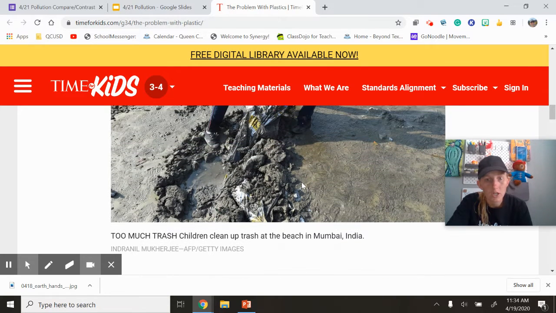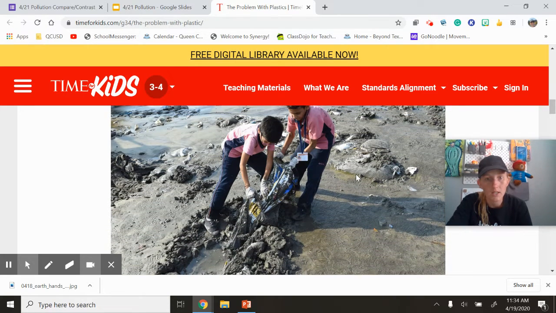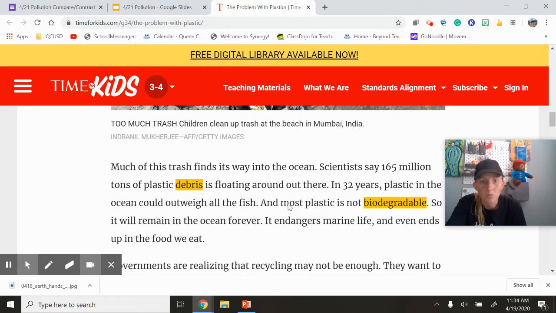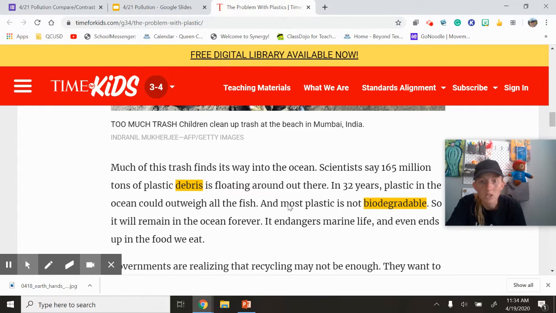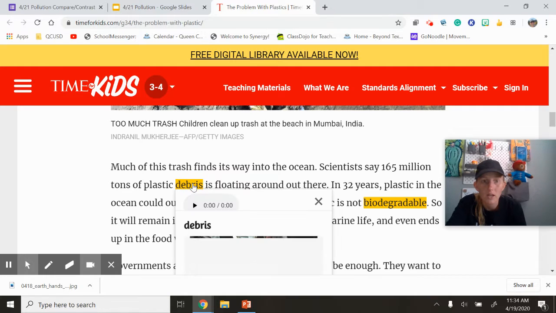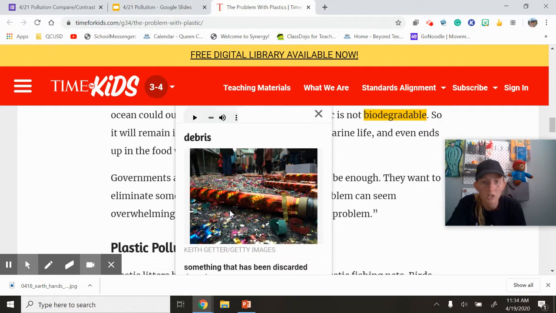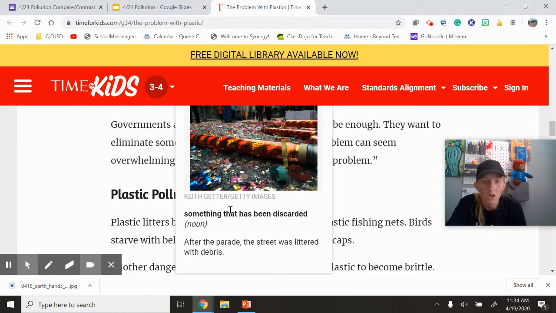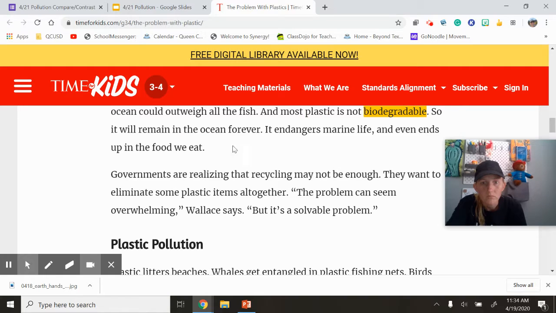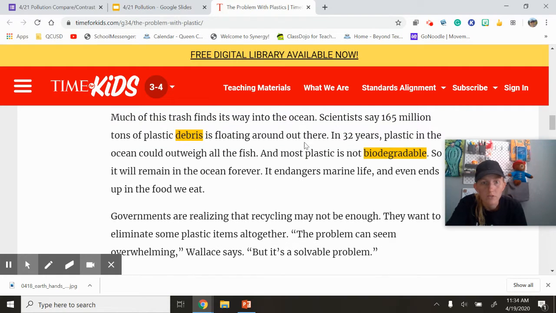Children are cleaning up the trash at the beaches. And this is in India. That was a caption there to tell you about that picture. Much of this trash finds its way to the ocean, and scientists say that 165 million tons of plastic debris. And if you click on this word right here, it will give you the definition and a picture of it. So something that has been discarded or thrown out is debris, floating around there. In 32 years, plastic in the ocean could outweigh all the fish.